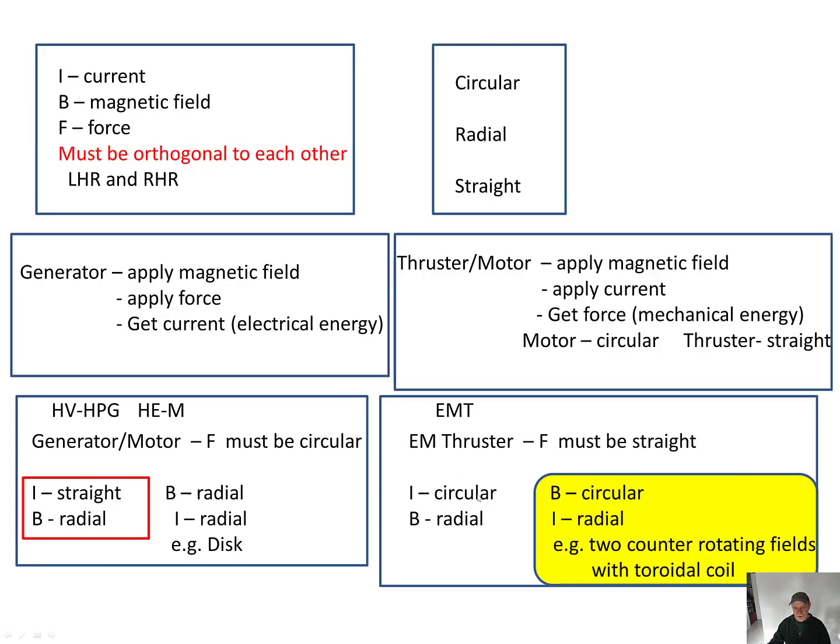So we looked at the case where the current was circular, the induction coil, and the B field was radial. Now I'm going to look at the case where the B field is circular and the current is radial. And this will be the case of two counter-rotating fields with a toroidal coil.